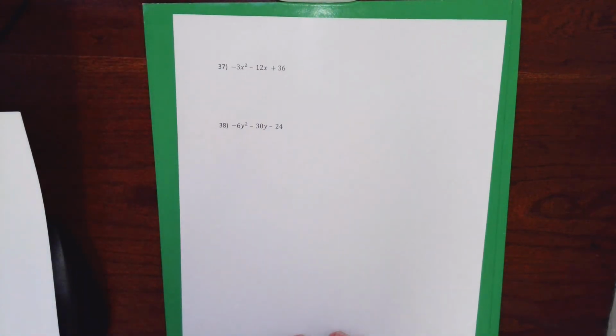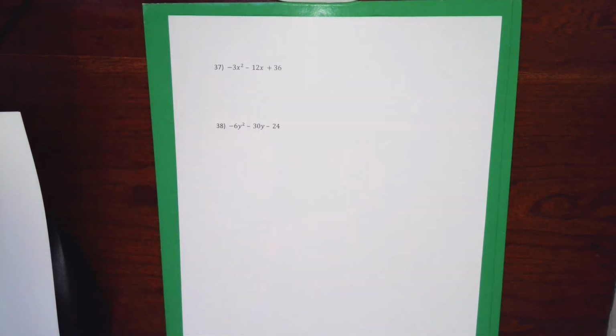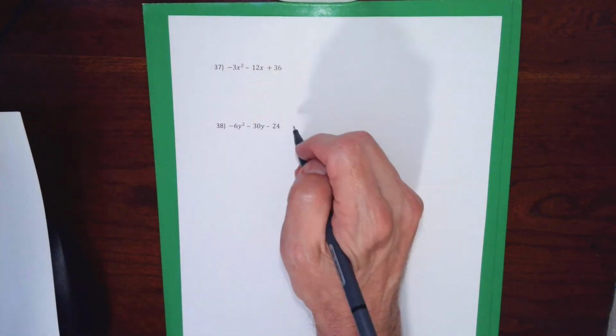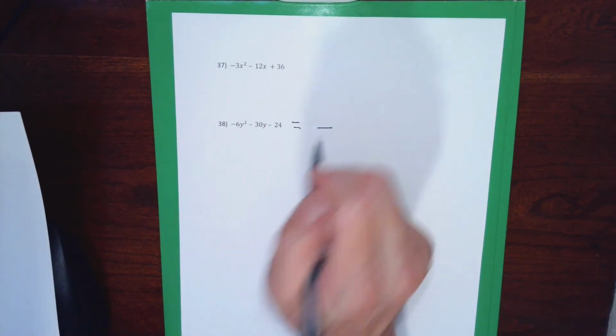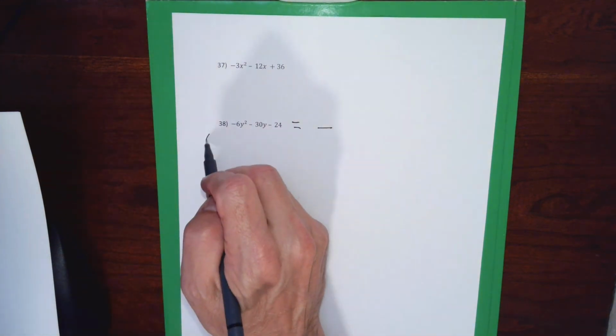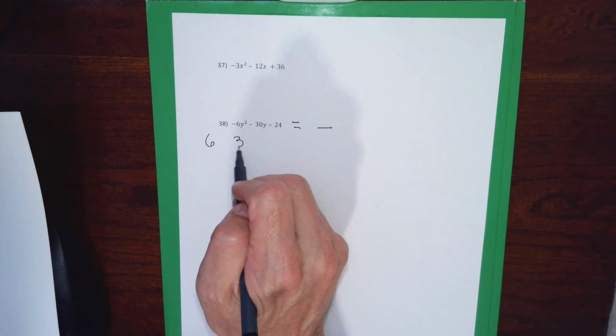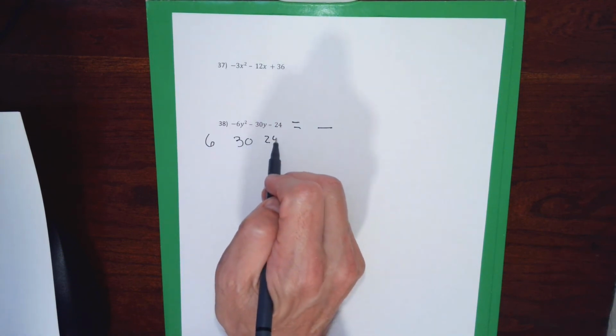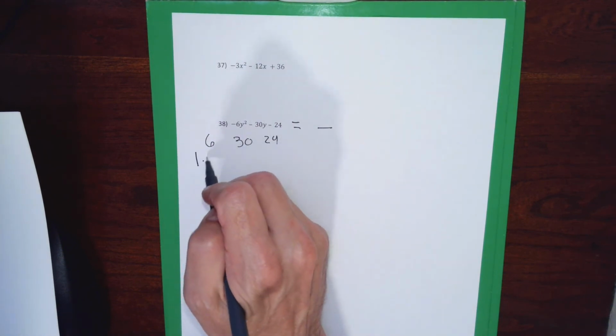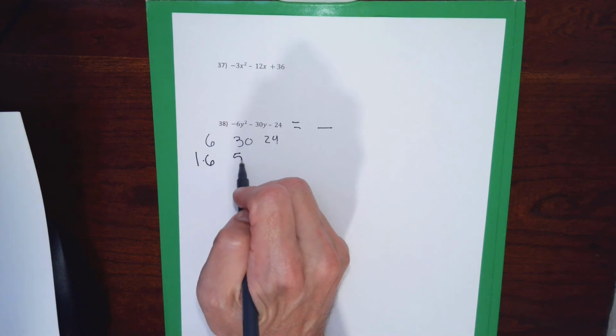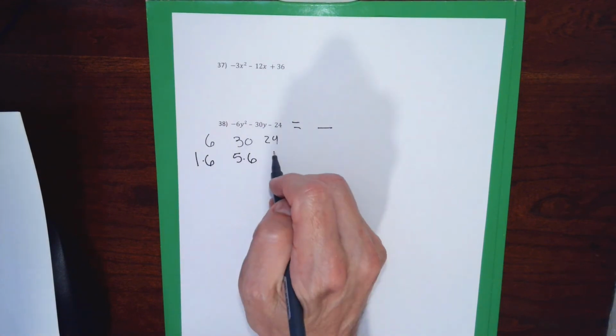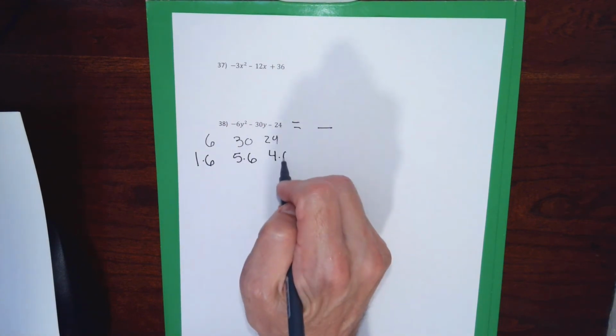37 and 38, ugly. I knew the end part had ugliness in it. In 38, the first term is negative. I need to at least factor out a negative. And I look at the coefficients without the signs: 6, 30, and 24. 6 is 1 times 6. 30 is 5 times 6. 24 is 4 times 6.